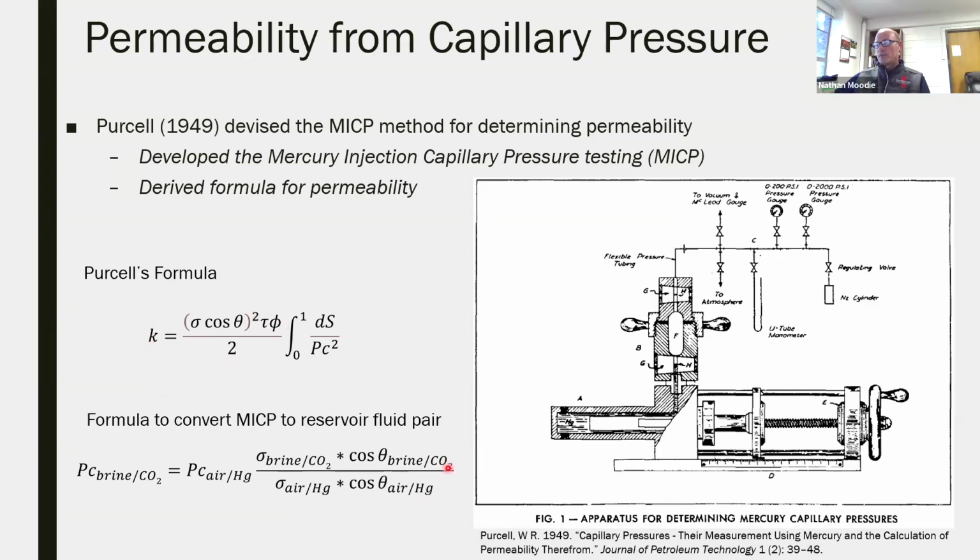And he also derived this for converting your laboratory testing data, your mercury air data from your capillary pressure machine here, into your reservoir of interest, which in the case we're talking about here would be brine and CO2. It could be oil and water. It could be oil and CO2, things like that. And you can use this formula to calculate that.